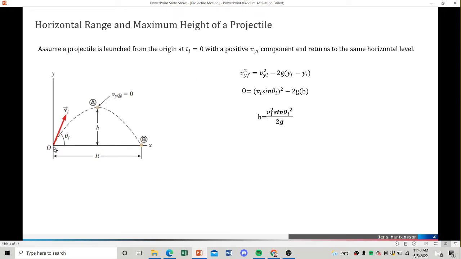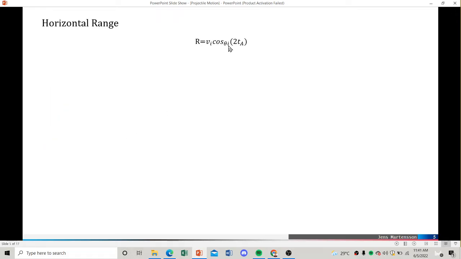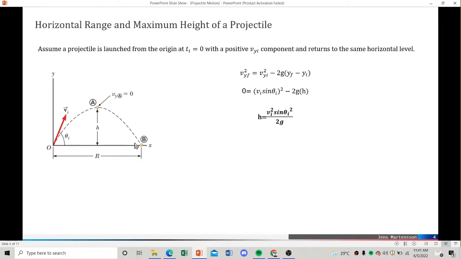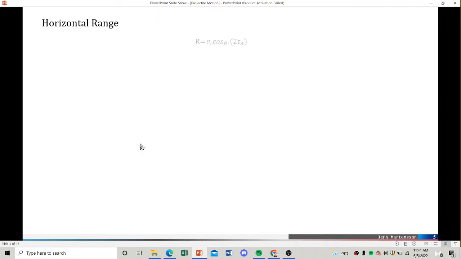So we can say here that if we try to create some right triangle, our orientation here is in terms of the adjacent side of this right triangle. So that is vi cosine theta, no? So vi cosine theta is equal to distance. So our distance here is our range. Okay? So now r is equal to vi cosine theta times twice our time a.